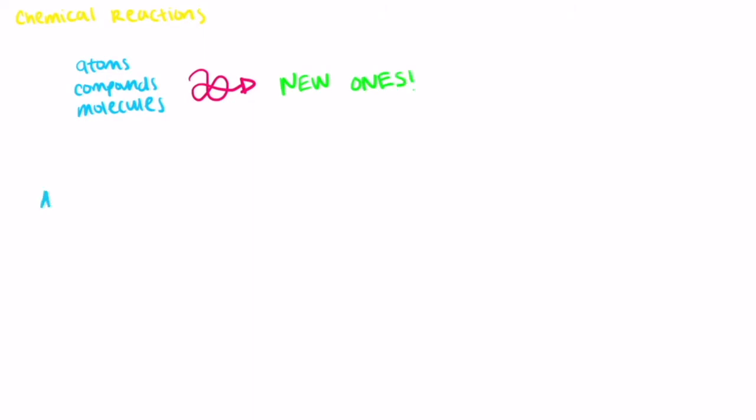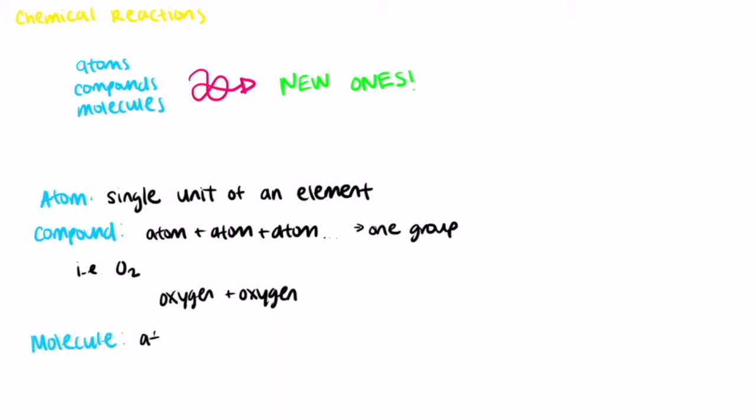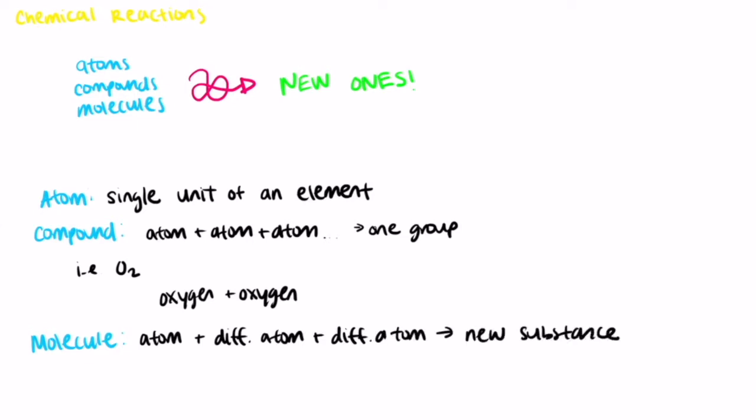Before we start, let's go over chemical reactions. Chemical reactions happen when certain atoms, compounds, or molecules combine and rearrange to form new ones. An atom is a single unit of an element such as oxygen. A compound is when multiple atoms of the same element are grouped together to form one group. One example is oxygen gas, which is two oxygen molecules together. Finally, a molecule is when atoms of different elements group together to form a new type of substance, such as water, which is made up of two hydrogen atoms and one oxygen atom.